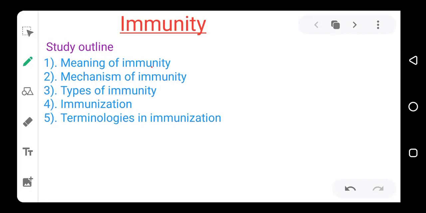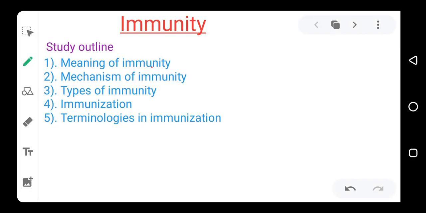The ability of our body to protect us against diseases is what we call immunity, or the capability of our body to defend or protect us from diseases. That is what we call immunity. So when someone's immunity is low, the person will always fall sick, and when someone's immunity is high, the person will not fall sick easily.